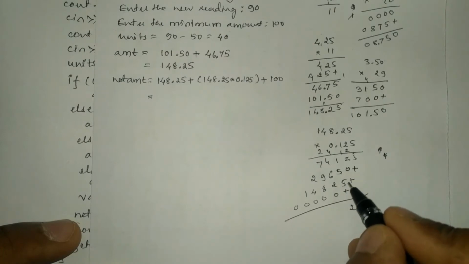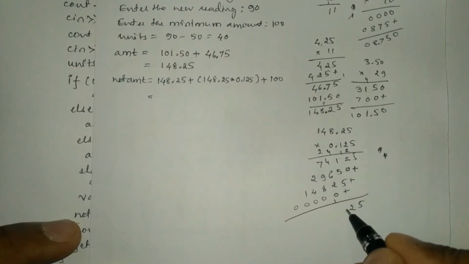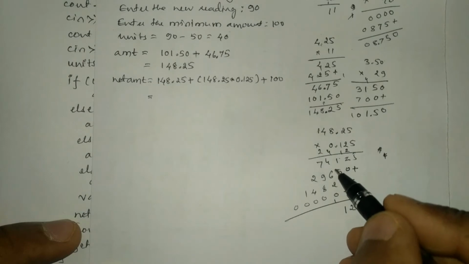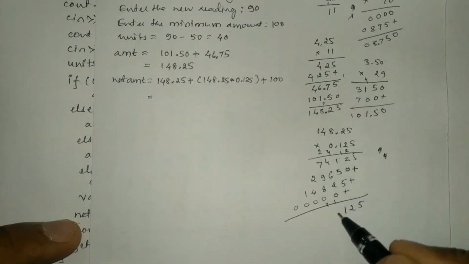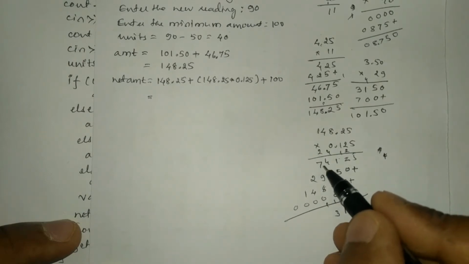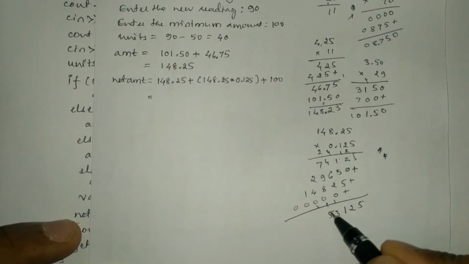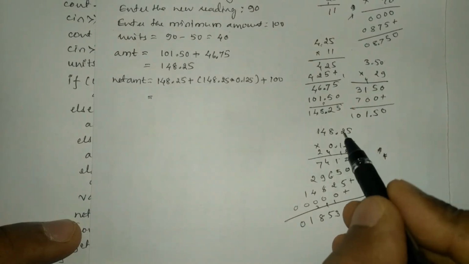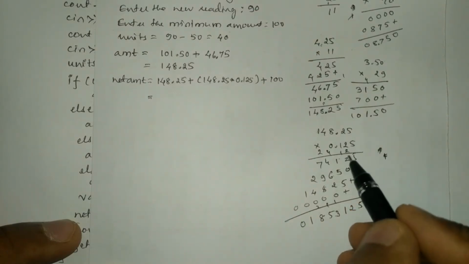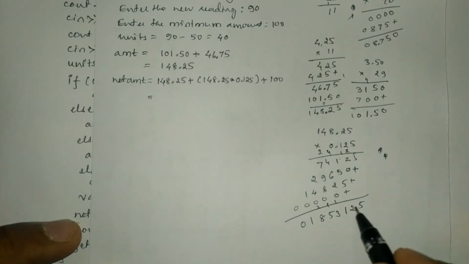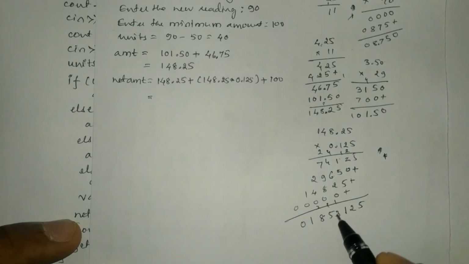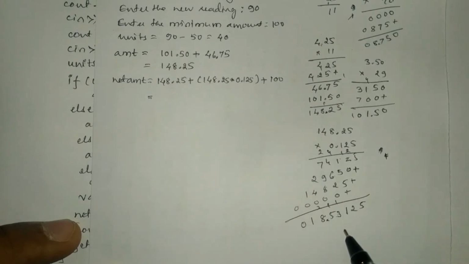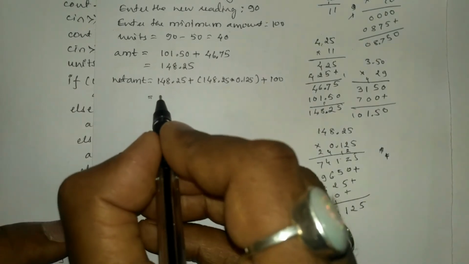Then you can just add. 5 plus 5, 10, 1. So it will become 11. Next 10, 13, 9, 18, 20, 25. So 2 carry 5. So 4, 6, 8 and 1, 0. After the two digits and here 3 digits, total 5 digits you can leave: 1, 2, 3, 4, 5. So it will become 18.53125.